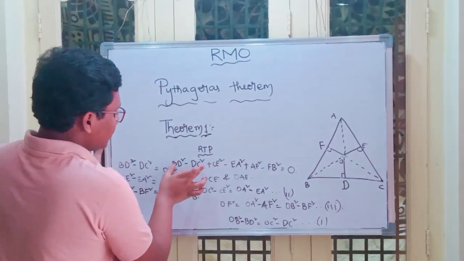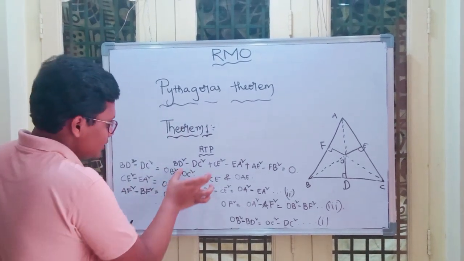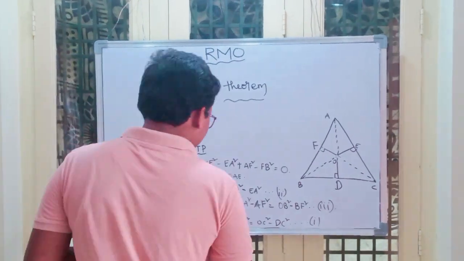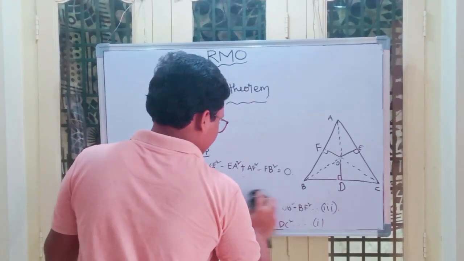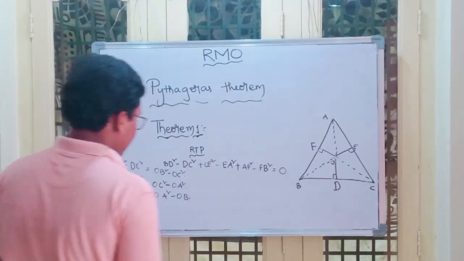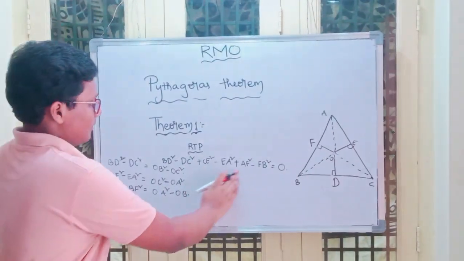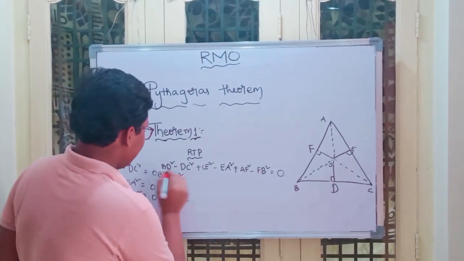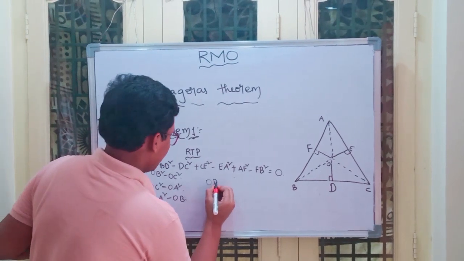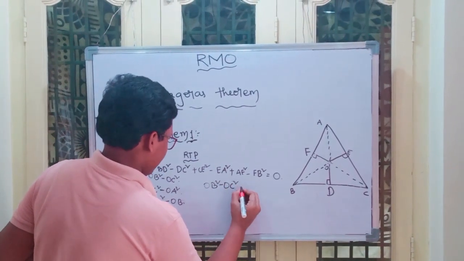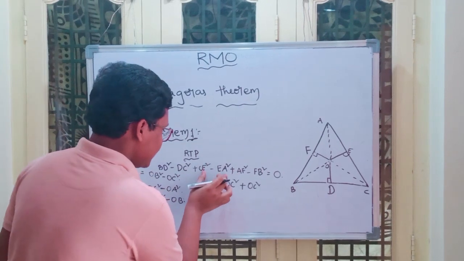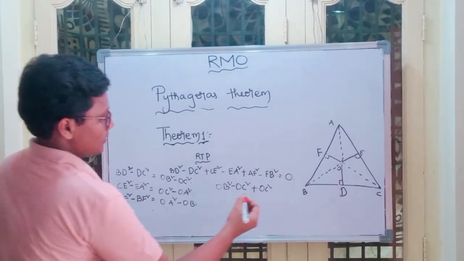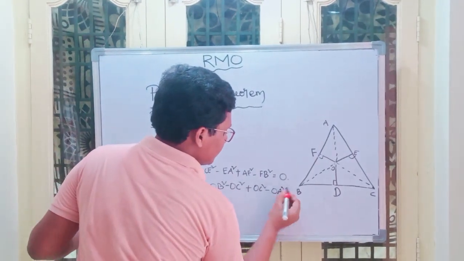We will substitute these values in place of these. Then we will get... is this clear, this part? Now, by substituting these values in place of this, we will get BD square minus DC square, OB square minus OC square plus OC square minus, in place of CE square minus EA square, we will substitute OC square minus OA square.